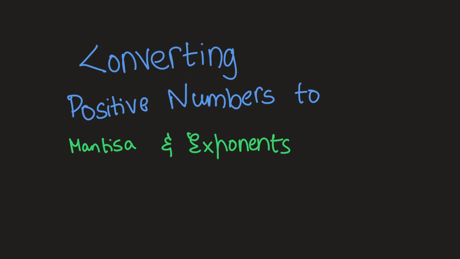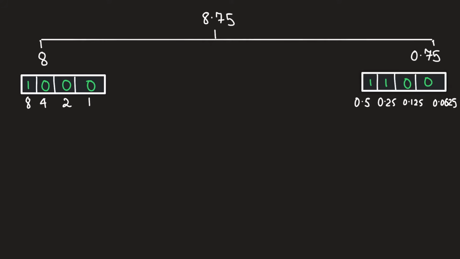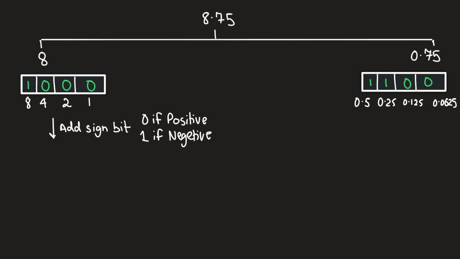Let's start with converting positive numbers to mantissa and exponents. Starting off with a simple one, we have the number 8.75. Now let's separate the number based on where its decimal point is. Now let's convert each of these numbers into binary. To the main number, we will add the sign bit to it, where 0 tells us if the number is positive or 1 tells us if it is negative.